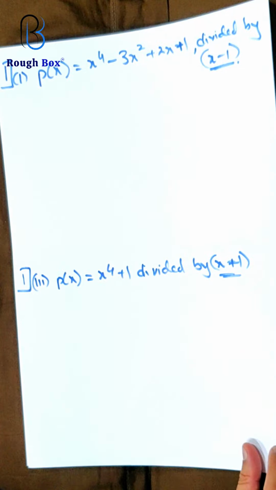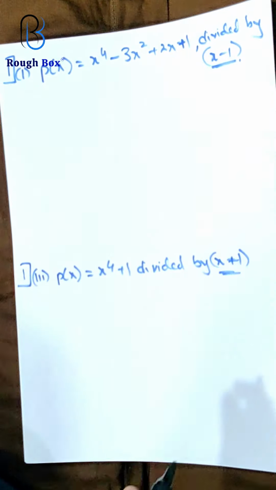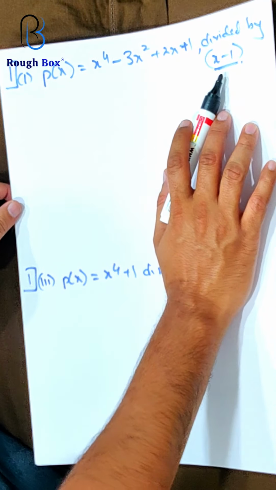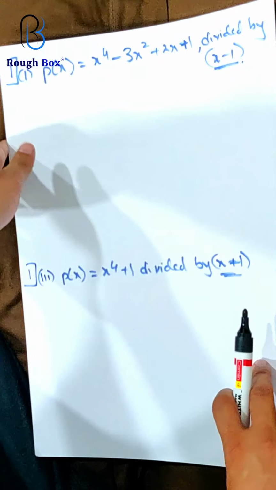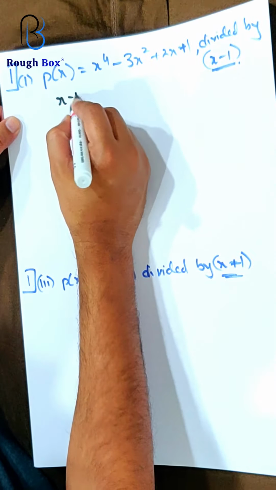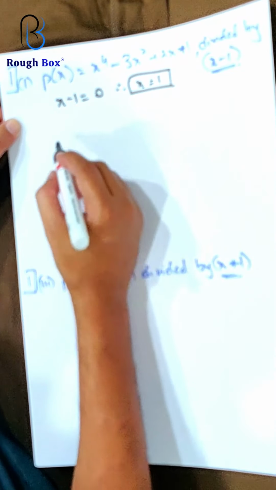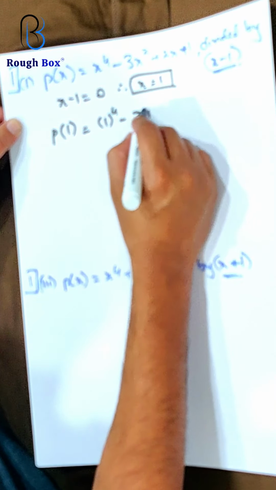So let's go ahead with the first question. We have the first sum over here. If p of x is divided by this, find whether it is a factor or not, or just find the remainder in each case. So how will I find the remainder in this case? So how are you going to do? Obviously take this and put it inside. So you say x minus 1 equals to 0, so therefore x is equal to 1. So we are substituting x as 1 in this to find out what is the remainder.